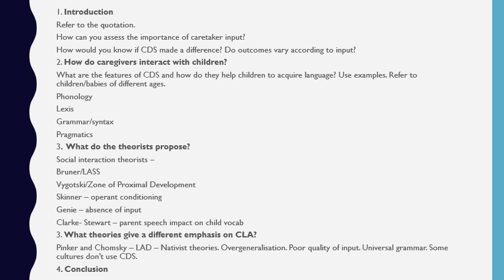Then, in your second paragraph, describe some of the features of child-directed speech. And again, you can have a look at a previous lesson that we did on that, all of the features that are there. And if you can, break those features down into the different aspects of it: phonological, lexical, grammatical, pragmatic. Then have a look at theorists in your third section, and then do a conclusion where you look back at the original question. So we're going to go through these one at a time.